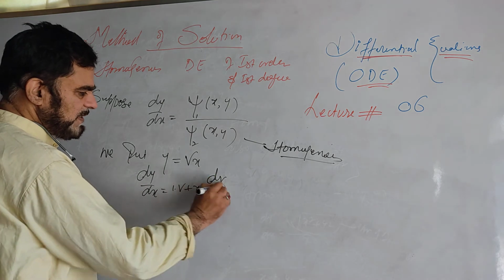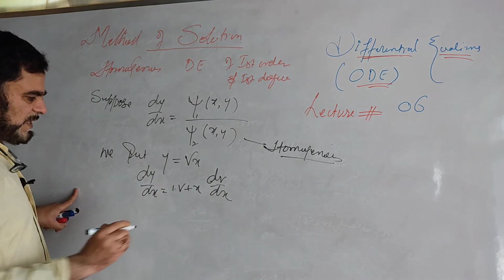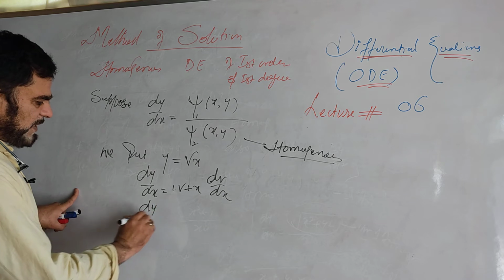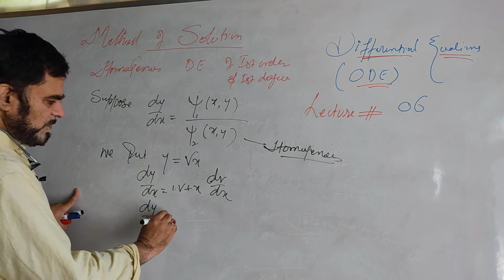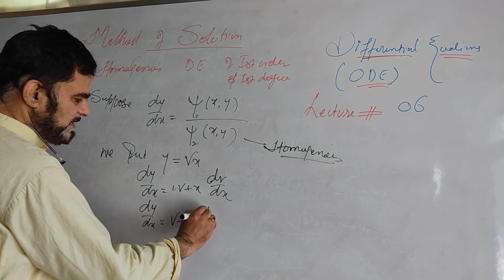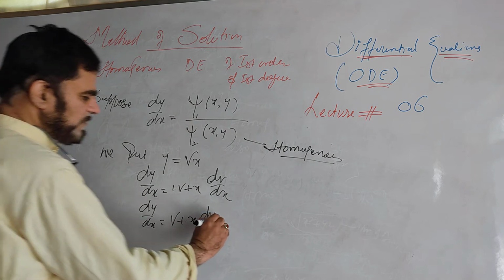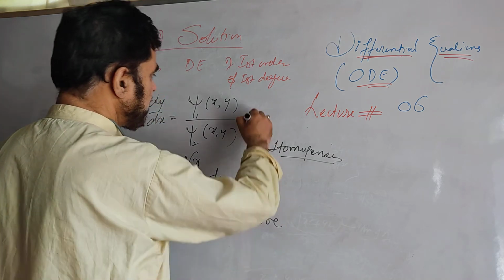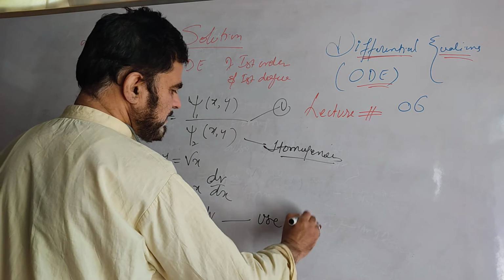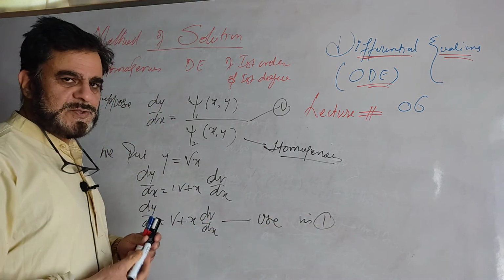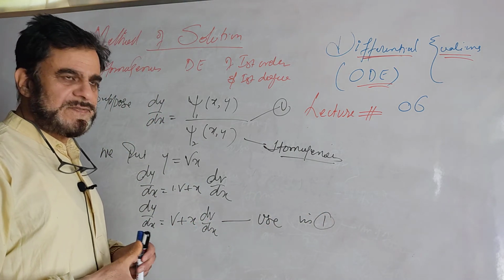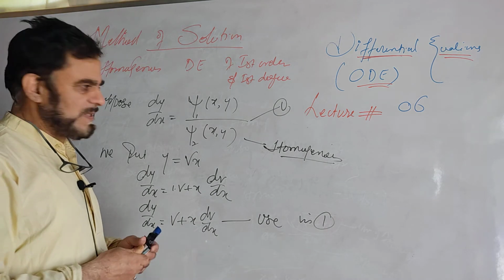We write it dv by dx because it is a variable. v is not a constant. Therefore you get dy by dx is equal to v plus x dv by dx. Now what we do is we use this value in the first equation. When we use this value in the first, you will see that the differential equation is converted into variable separable form.